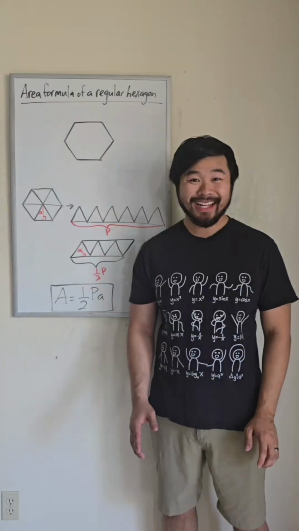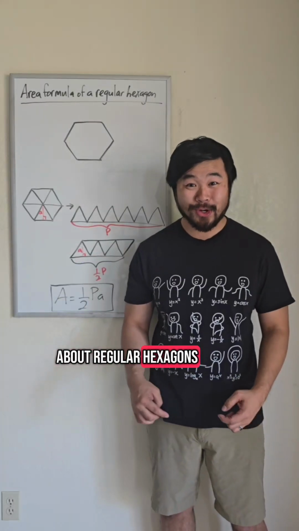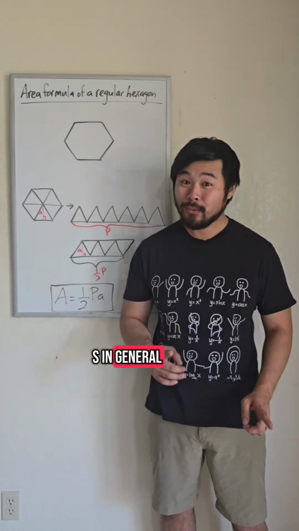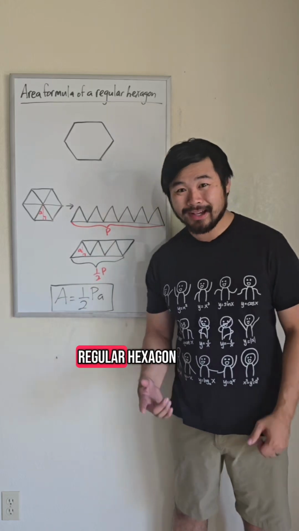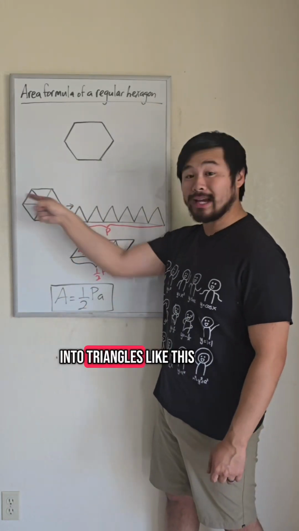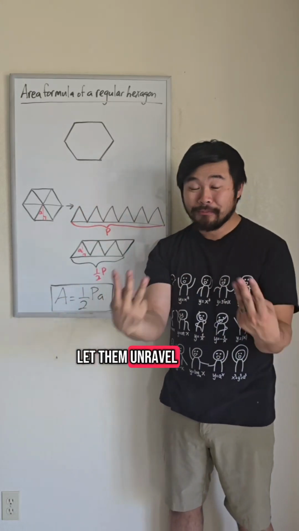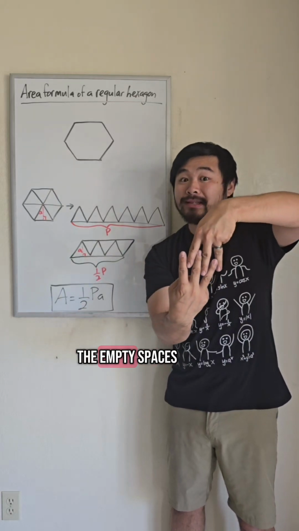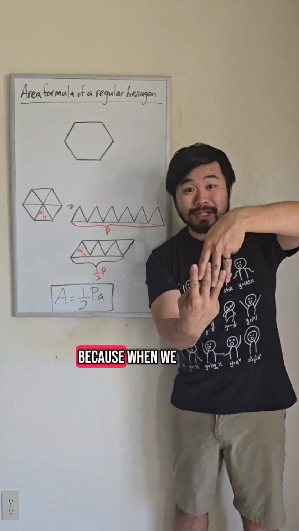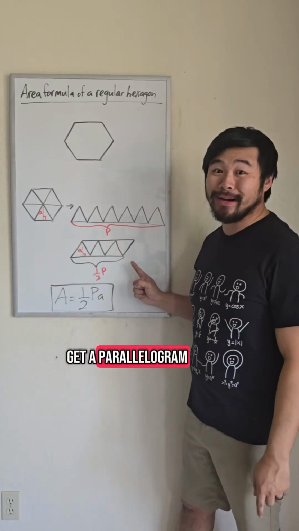Now, let's talk about regular hexagons, or regular n-gons in general. Regular meaning all the sides and all the angles are the same. So with the regular hexagon, we are going to cut it up into triangles like this, let them unravel, grab half of those triangles, and put them upside down in the empty spaces of the other triangles. Because when we do that, we get a parallelogram.